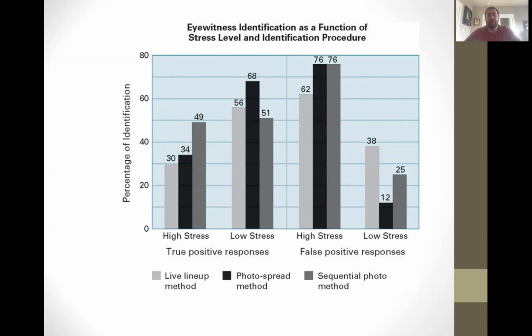This is what research is supporting as being kind of the best, and you can see that happening here, too, where under high stress situations, it yields the highest true positive, because there's no comparing happening. Now, when we look at low stress for false positive responses, you've got the photo spread method as the best there. And you also have the photo spread method best in low stress. Most of the time, it's probably going to be high stress to begin with.